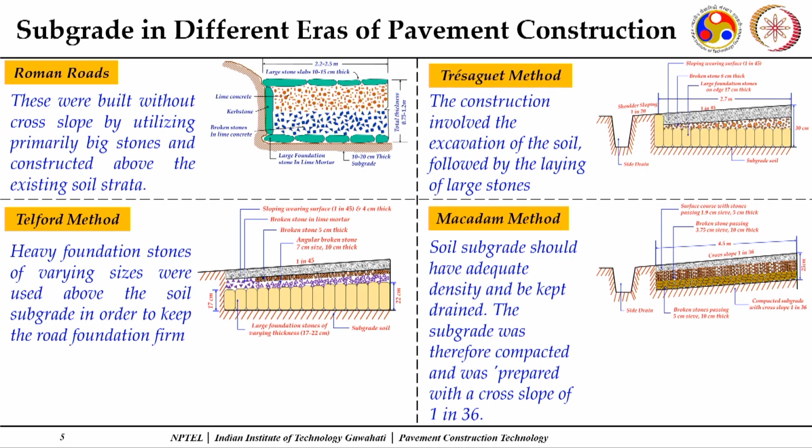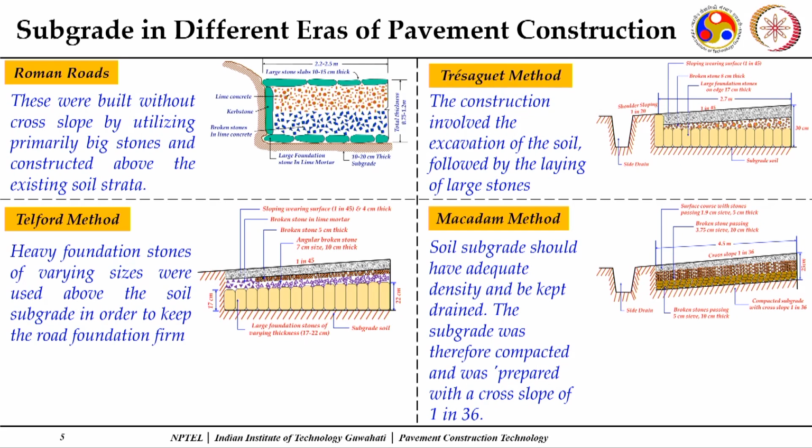We discussed the case of Roman roads, where information is available. They used to construct roads by putting big stones at the bottom and some big stones on the top, and there are finer stones, with the presence of some lime mortar or concrete. Here they didn't provide any slope, because the loads were not too heavy, but still the construction was very heavy.